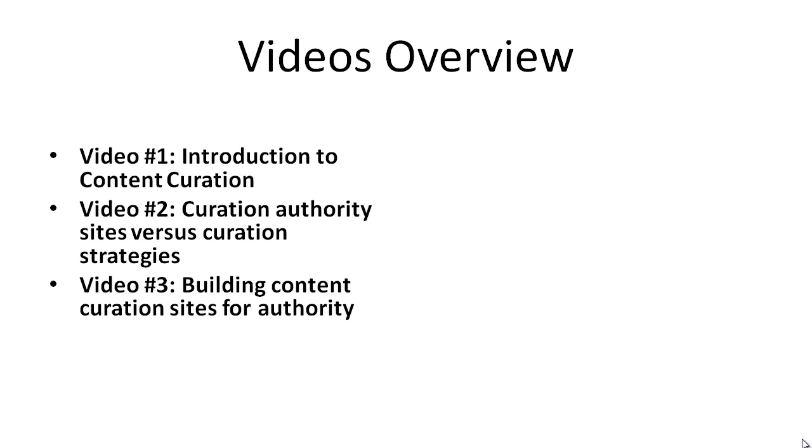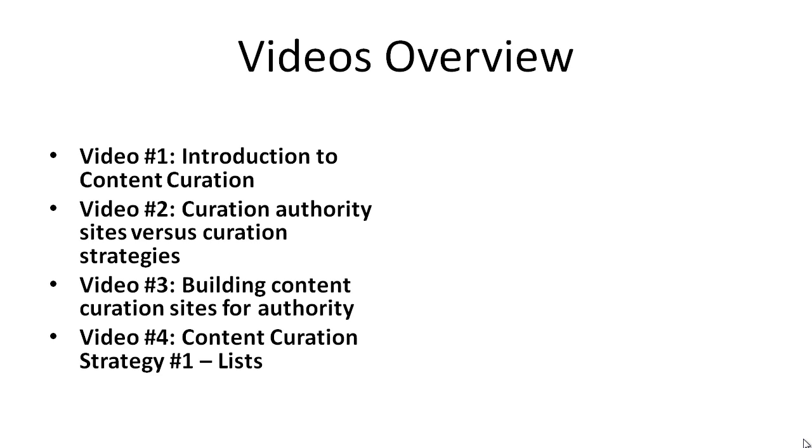On the other hand, we're going to talk about 5 different content curation strategies that you can use right away in your business and just start driving traffic immediately, because authority sites do take time. So the bulk of this video series will be focusing on the content curation strategies. In video number 3, we're going to talk about building content curation sites for authority. I'm not going to dive in too much, but I will give you a brief overview of what software we suggest you use if you want to go down this route and what you will need to do to achieve that. But we're going to focus mainly on the strategies, because this is really about helping you get results immediately.